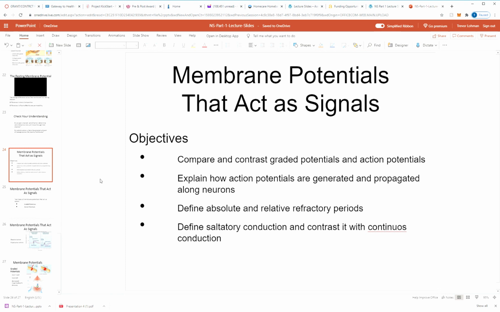Membrane potentials that act as signals. So here's where it gets a little bit more confusing. We're going to focus the remainder of our energy on the end of this chapter, the end of part 1 and all of part 2, on comparing and contrasting graded and action potentials. We're going to explain how they're generated, propagated, how they're similar, how they're different, and how they are conducted.